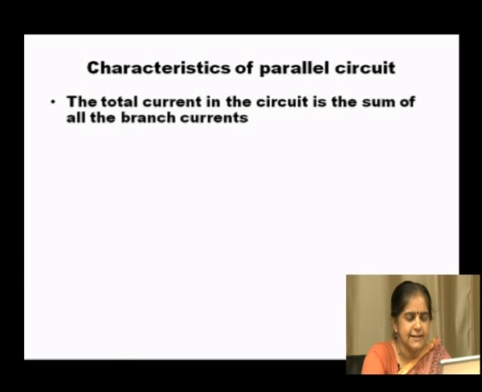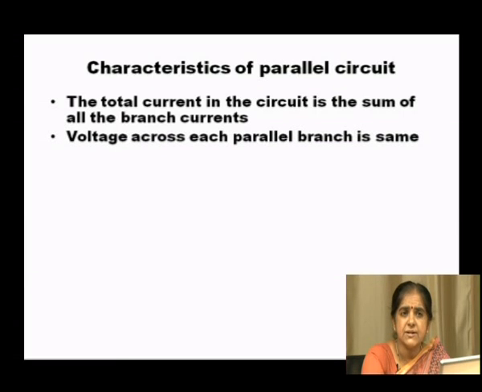The total current in the circuit is the sum of all the branch currents. Here how many branch currents are there? There are 3 branch currents. So, the total current in the circuit is equal to the sum of all the branch currents, that is I is equal to I1 plus I2 plus I3.